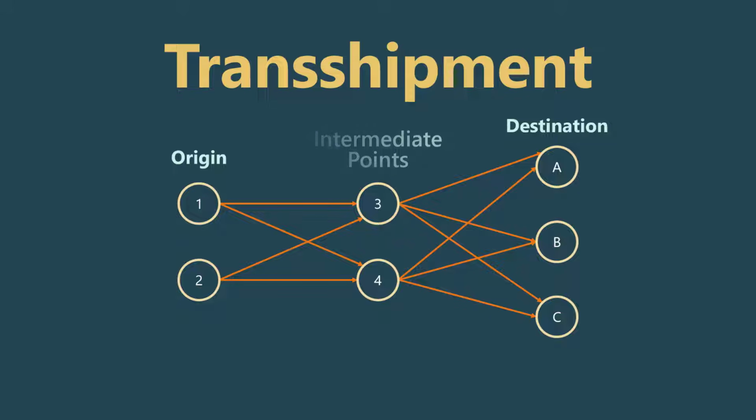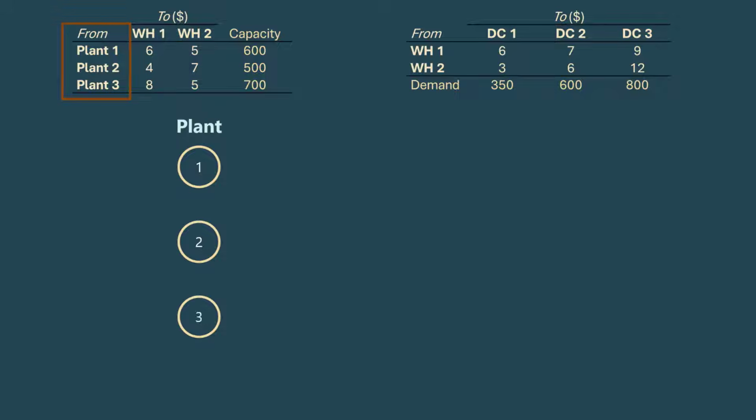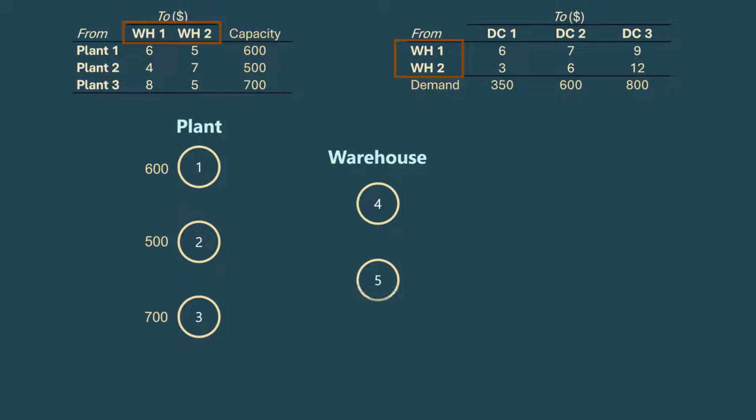These intermediate points are referred to as transshipment nodes. They are temporary locations as the goods only pass through them. Back to the transshipment problem we want to formulate an LP for. The origins are the 3 plants, with capacities or supply values of 600, 500, and 700 respectively. The 2 warehouses will be the transshipment nodes that the goods will pass through on their way to their destinations.